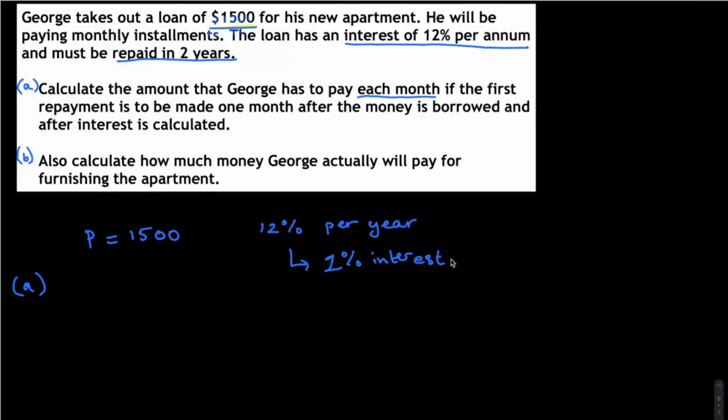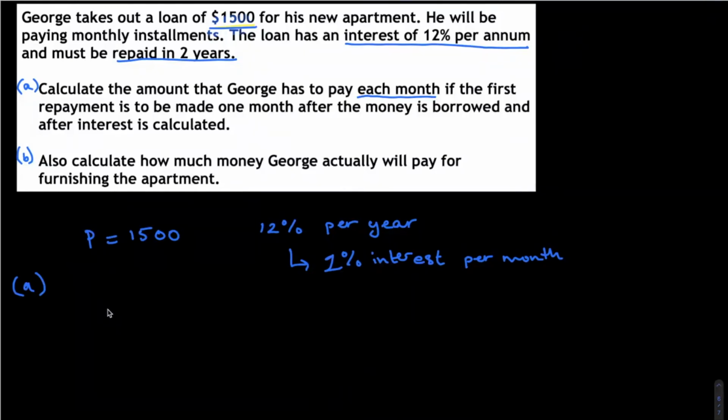It could have been 24. It could have even been 20%. That would have had some decimal. But I suppose this question makes the numbers very easy to work with. So there we have it. So we're going to have 1% interest per month. Okay, that is the key information that we have, right?